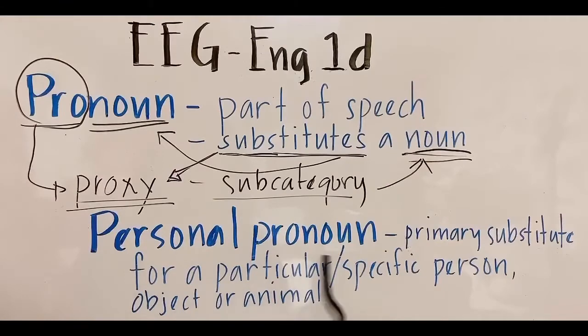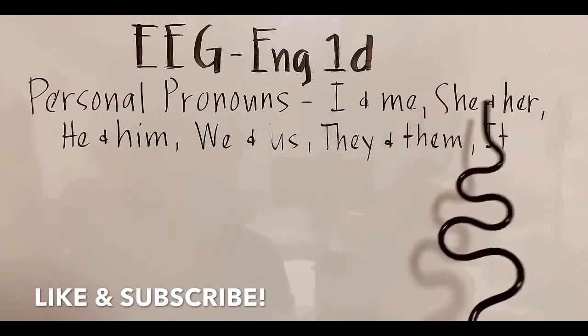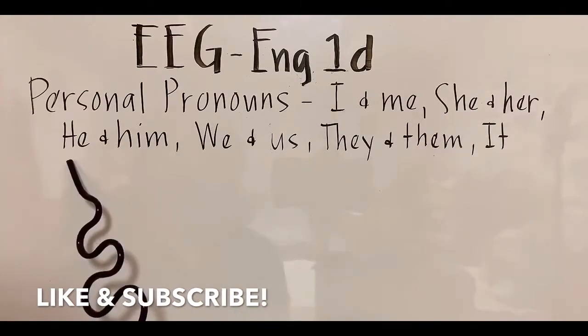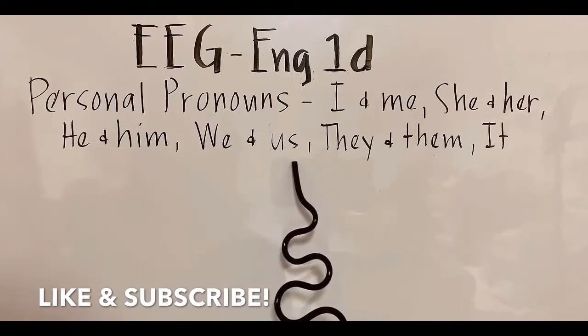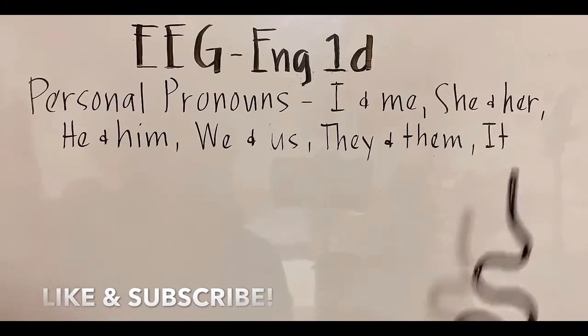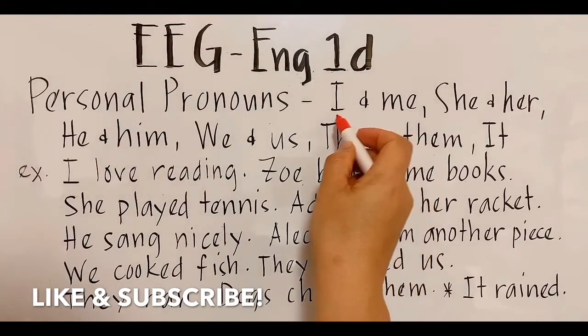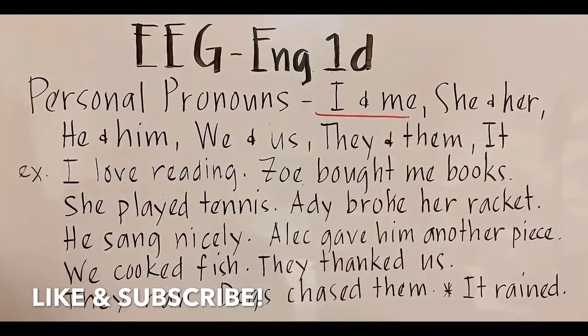What is a personal pronoun then? It is a pronoun or the primary substitute for a particular or specific person, object, or animal. These personal pronouns are I and me, she and her, he and him, we and us, they and them, and it. Now let's review some examples below. Let's first use I and me. Let's read the first sentences.